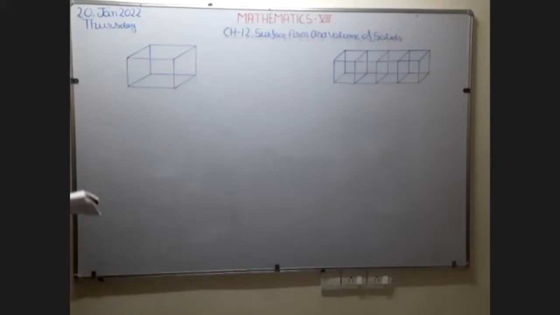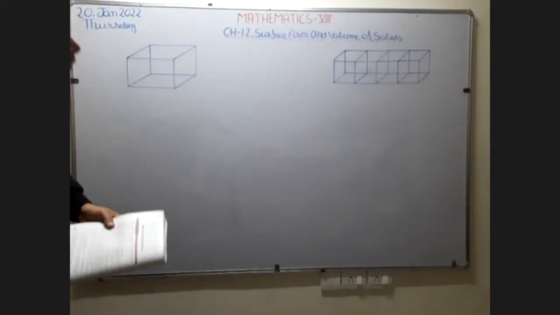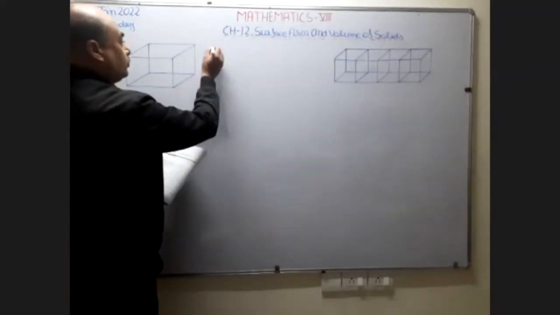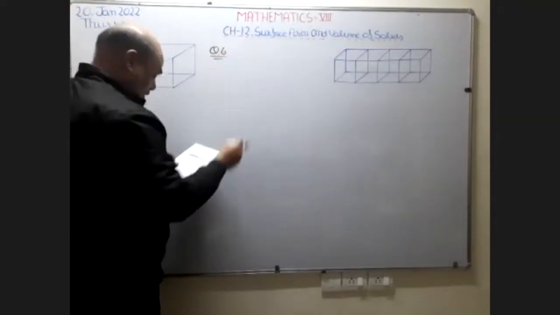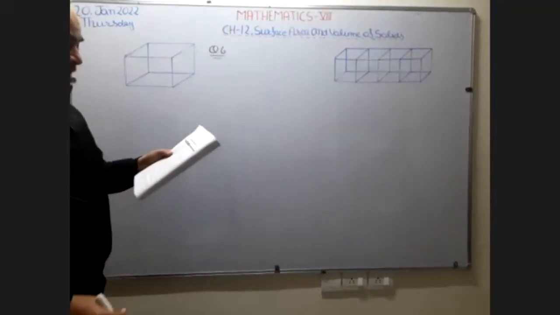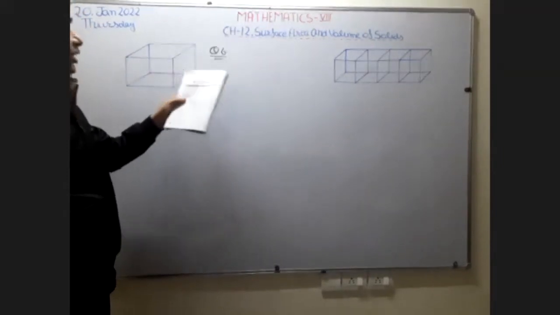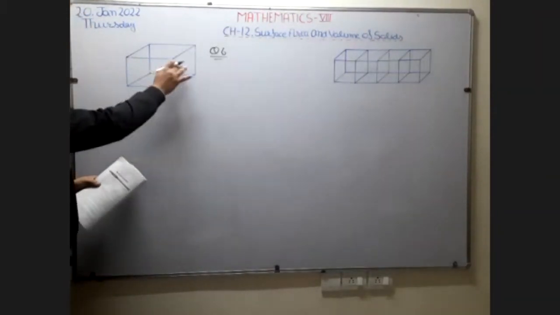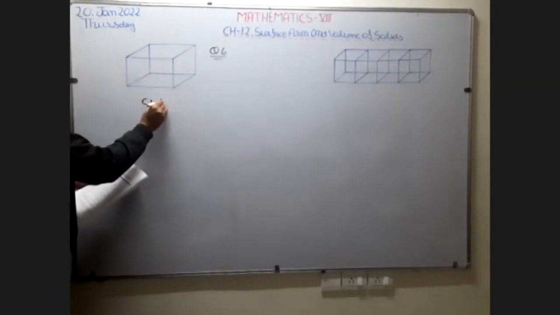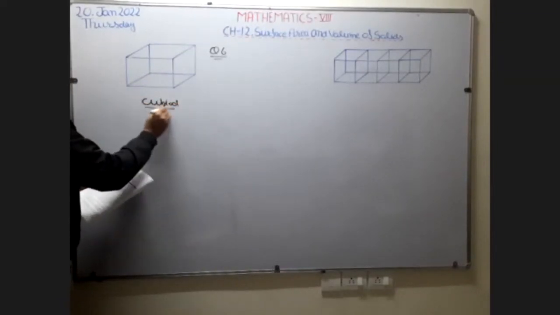Now check question number 6. What is given in question number 6? The surface area of the cuboid is 4150 centimeters square. Now the surface area of the cuboid is given. Now this is the shape of the cuboid.